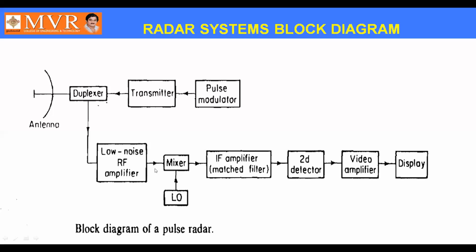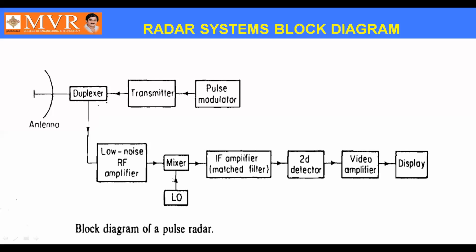The mixer has two inputs. One input is the output from the low noise amplifier, and the second input is from the local oscillator. This local oscillator acts as a carrier signal, and the output from the mixer may have three components. So the mixer performs three operations: it can add the two input signals, subtract the two input signals, or pass any one of these two input signals. Let the frequency of the low noise amplifier output be f0, and the local oscillator frequency be f1.